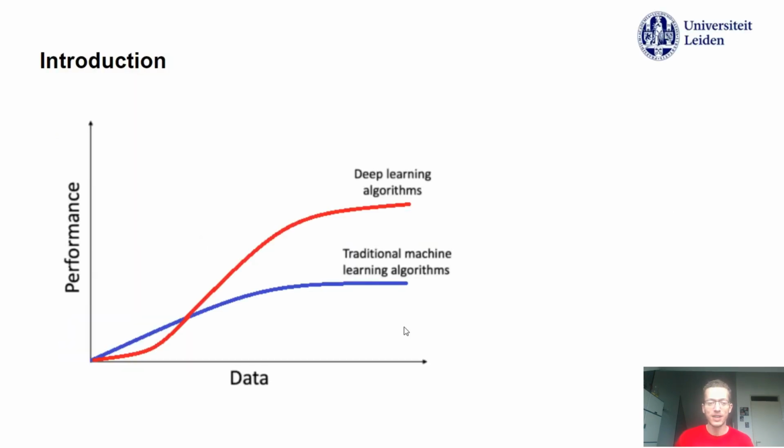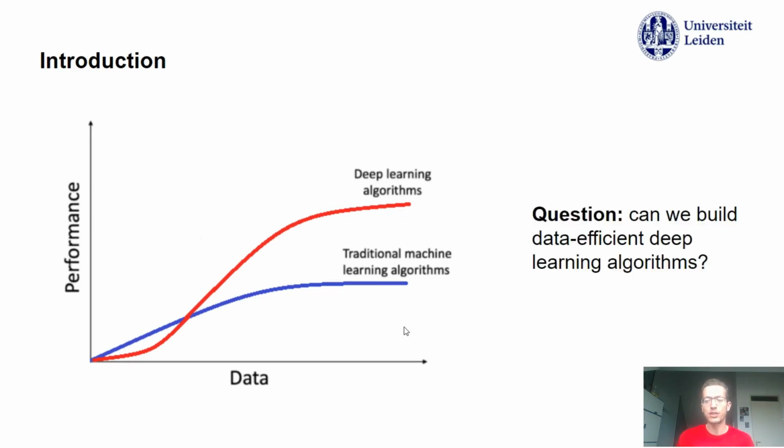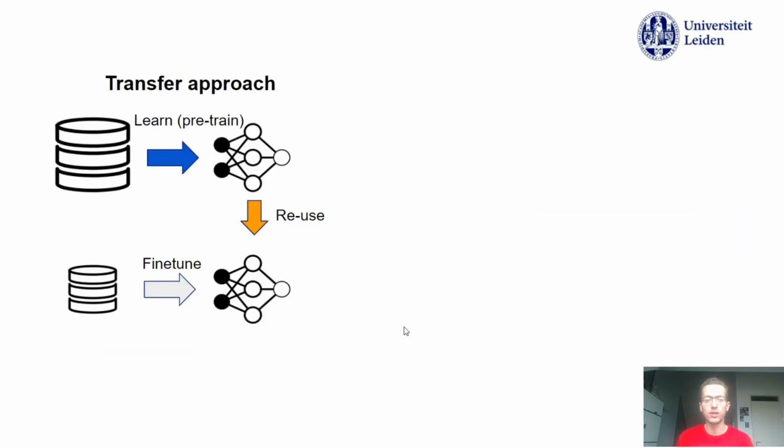So let's get started. Nowadays, we're seeing deep learning algorithms achieving great successes in various areas and domains. However, as you can see in this plot, they require lots and lots of data to achieve such great levels of performance. So a natural question that arises is how can we build more data efficient deep learning algorithms? And in our research, we focus on two approaches to do this.